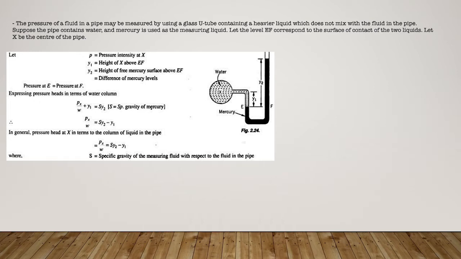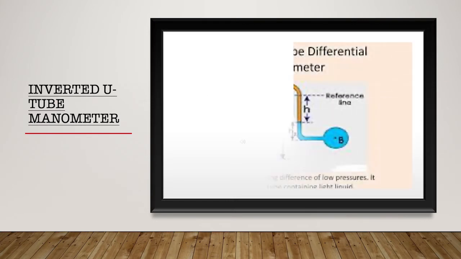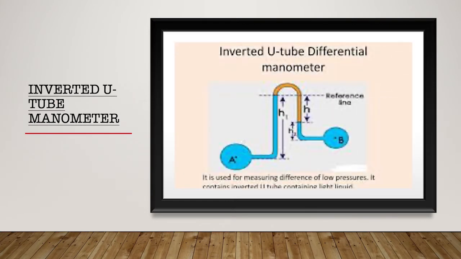Right, so next up we've got the inverted U-tube manometer. Sometimes a lighter liquid is used in a manometer. In such a case, an inverted manometer is used. In figure 2.39, pipes A and B contain liquids of specific gravity SA and SB respectively. A liquid of specific gravity S is contained in the inverted manometer.